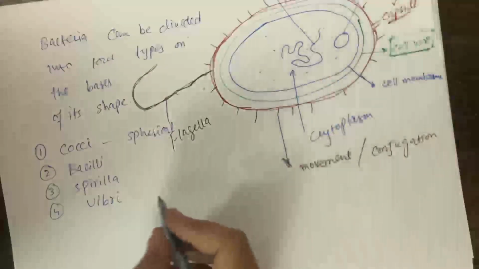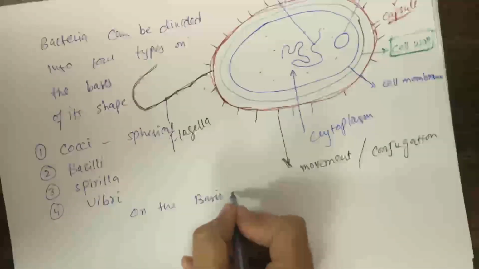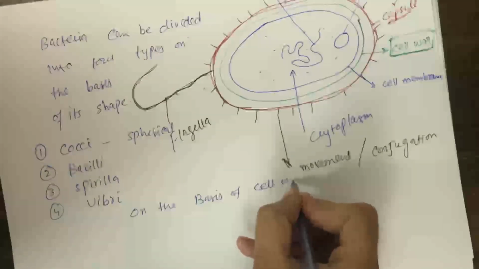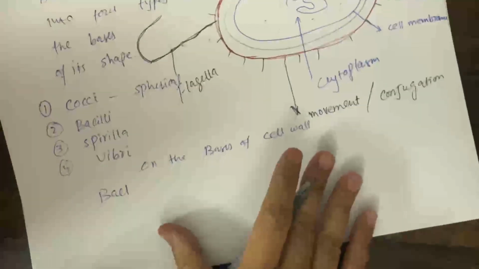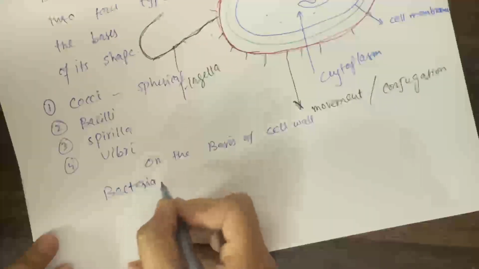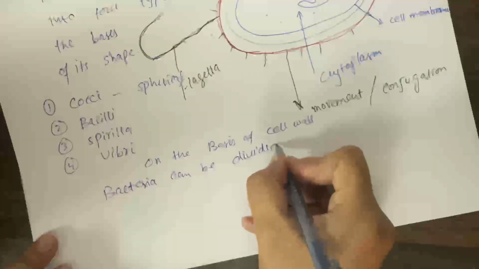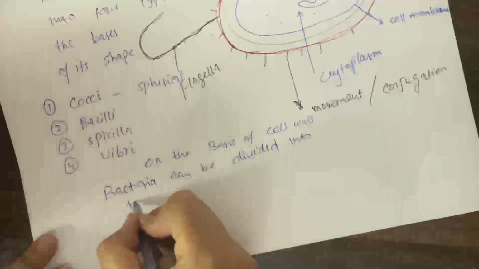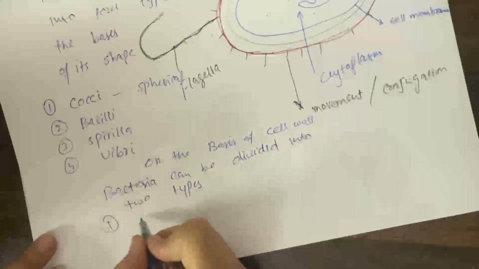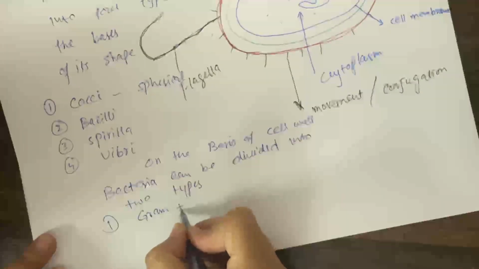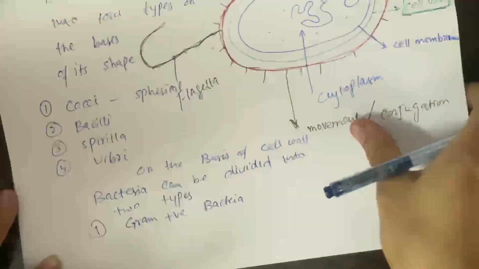On the basis of cell wall, bacteria can be divided into two types. The first one is gram-positive bacteria, and the other one is gram-negative bacteria.